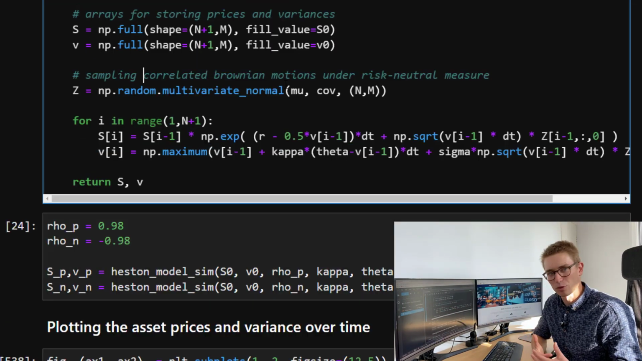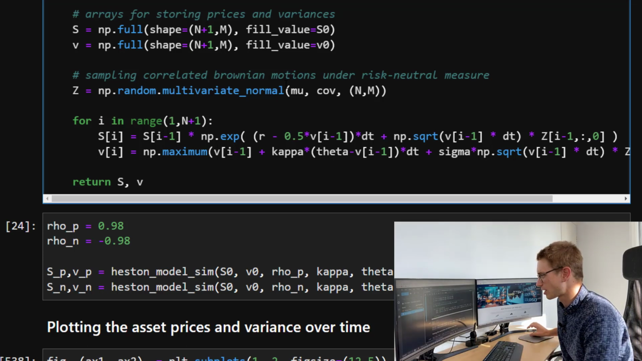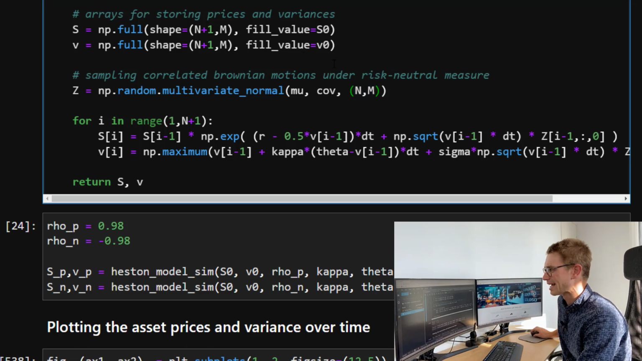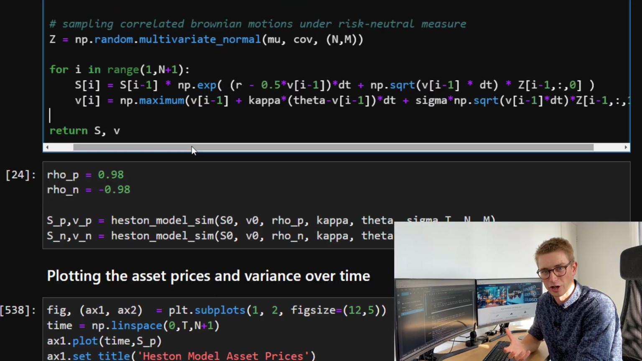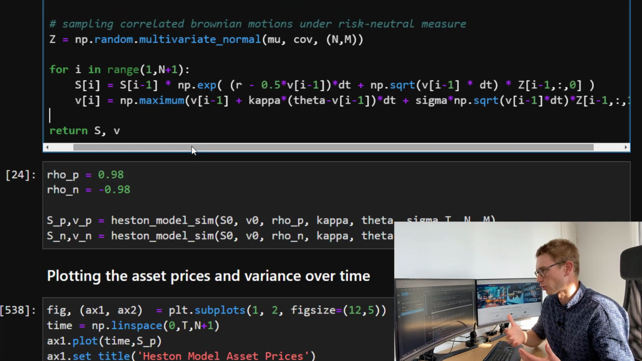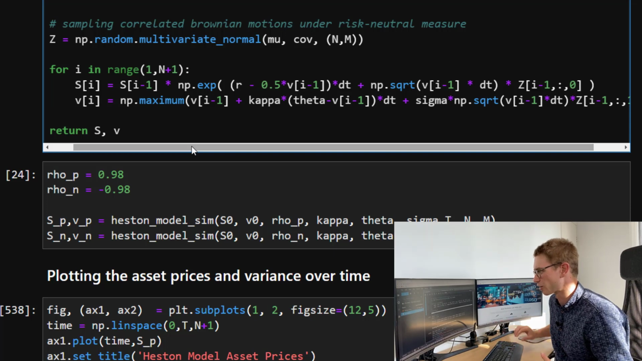So now we want to sample the correlated Brownian motions under this risk-neutral measure. To do that, you just call numpy random multivariate_normal, pass your mu, your covariance matrix, and then the size that you want. So again, it's going to be the same size that we have here, the time steps and our simulation numbers. Now here we don't need to go plus one because we're not accounting for the starting value. Because this is a recursive function, what we actually have to do is step through each time step. We can't just simulate it all at once.